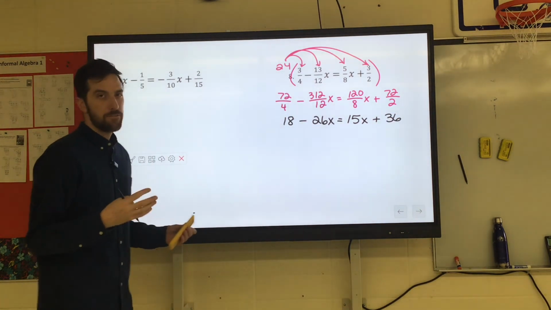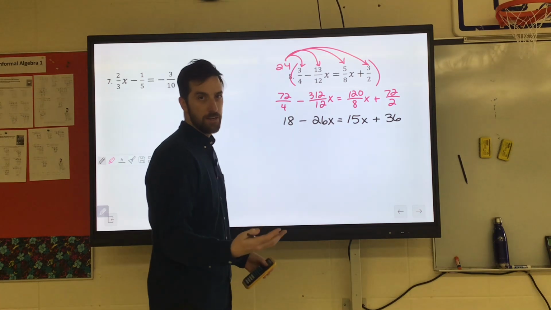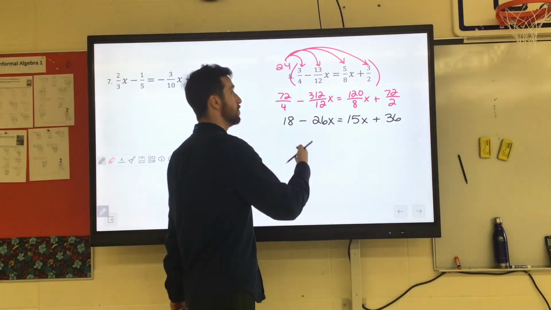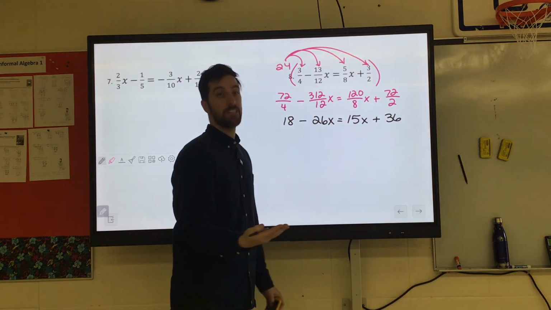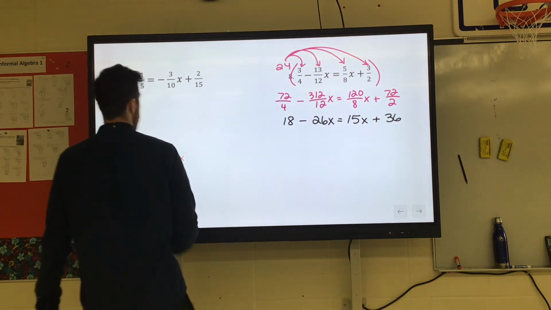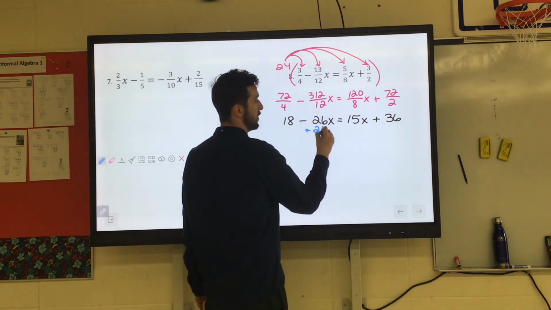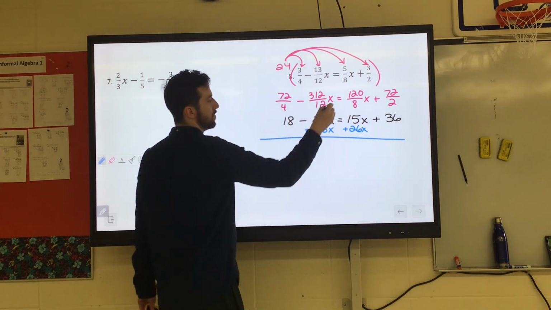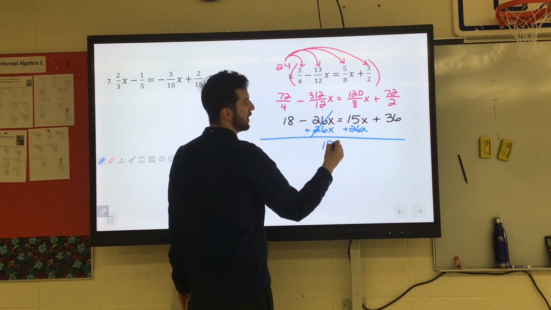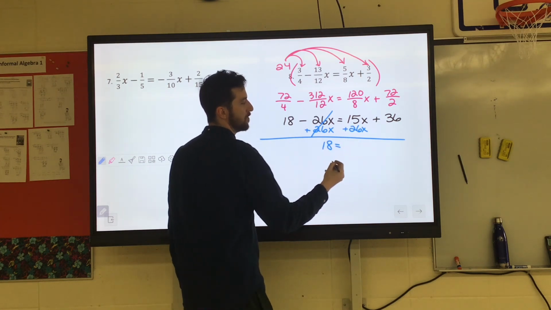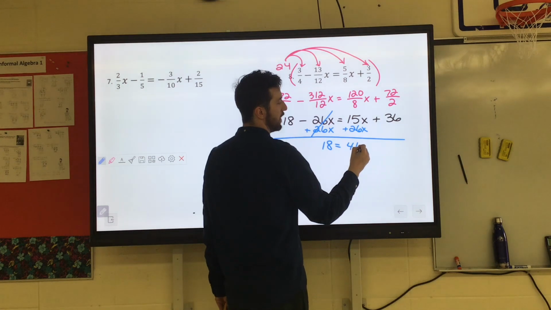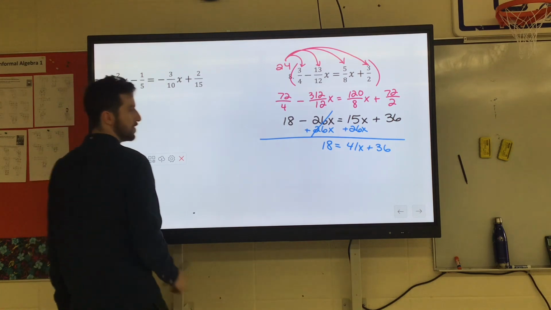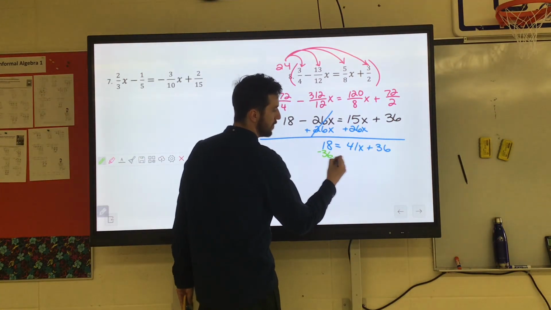So now is our first time where we have to get the x's on the same side. I always prefer to get rid of the smaller one, but that's just me. So the smaller one is negative 26x. So we're going to add 26 x's to both sides to cancel that out, because negative 26 plus 26 is 0, so we just have 18 equals 15x plus 26x is 41x plus 36. You know we're getting rid of that plus 36 by subtracting 36.